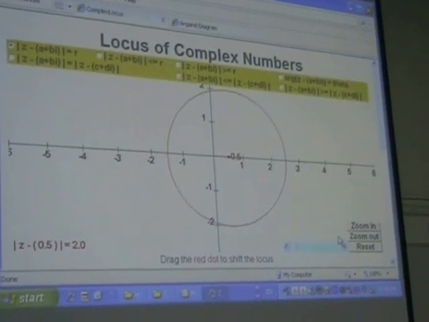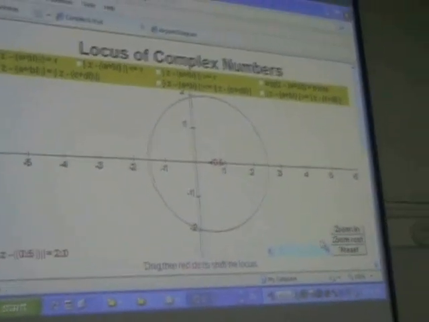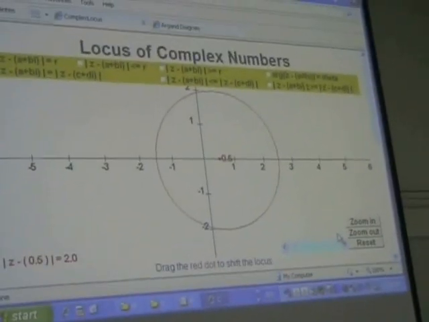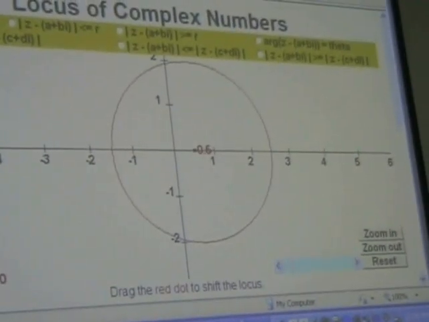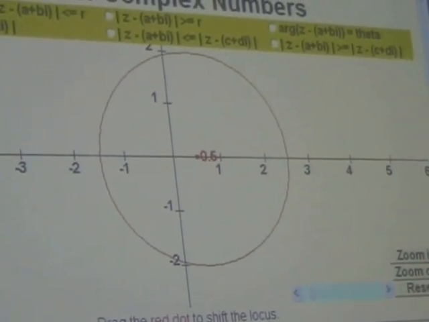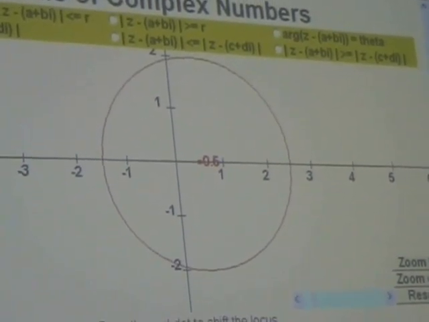Applet that shows you the different types of loci in your syllabus. Okay, the simplest one that we have just drawn is a circle. So what does this represent? The one that you have done, |z − 1/2| = 2.